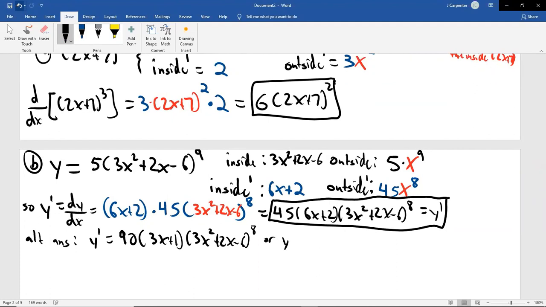Or another alternative, if you distributed the 45 times 6, what's that, 270x plus 45 times 2 is 90. Now there's no number in front of the parentheses, it's been distributed in, and then the 3x squared plus 2x minus 6 raised to the 8th power. All 3 of those are acceptable answers, and my math lab should take all 3, and I would take all 3 on a test. Sometimes it's best to have the most factored version, which is the bottom left. This is the most factored.